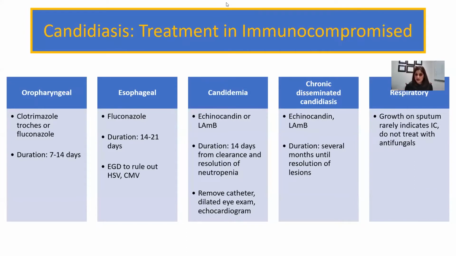With some of the more chronic disseminated forms of candidiasis, you require systemic therapy with an echinocandin or liposomal amphotericin B. Duration oftentimes is several months until you have improvement of some of the lesions. And then I did want to mention respiratory. So Candida pneumonia is not a well-defined syndrome, and it's often difficult to tease out because Candida colonizes our oral mucosa, and so recovery of this on a sputum culture does not indicate disease. And so in general, Candida does not cause pneumonia, and if we have recovery of this on a respiratory specimen, we do not treat these with antifungals.